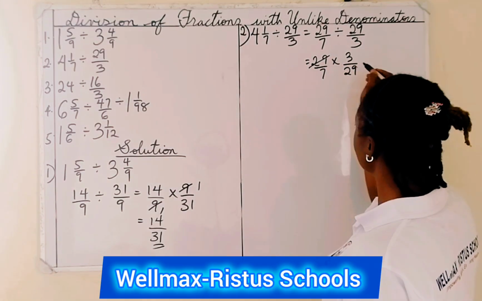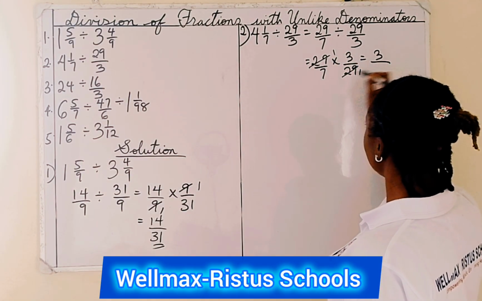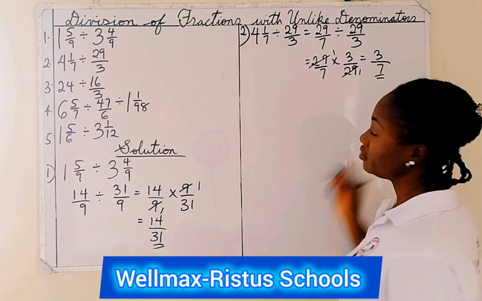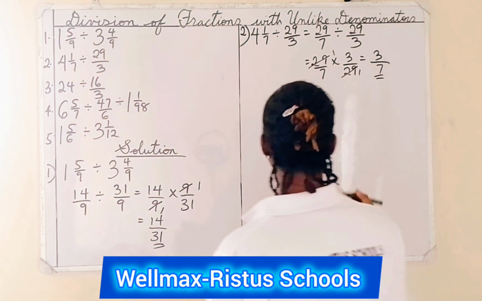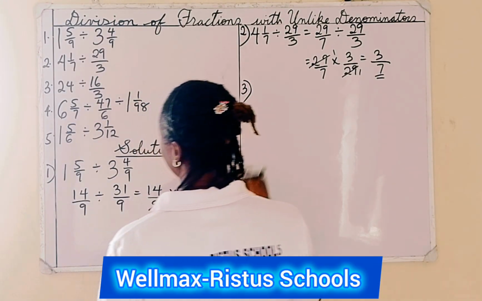Then we can now divide. 29 crossed out with 29. What are we left with? 1 times 3 is 3, and 7 times 1 is 7. We're left with 3 over 7. I hope you're following. Question 3.